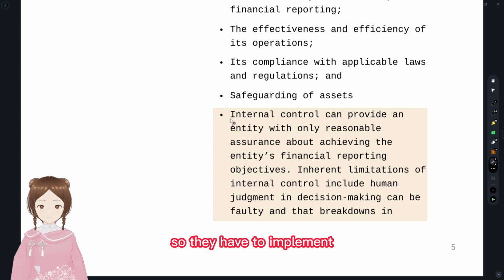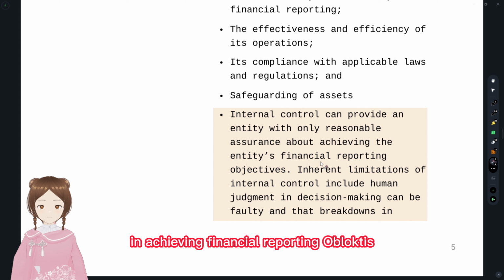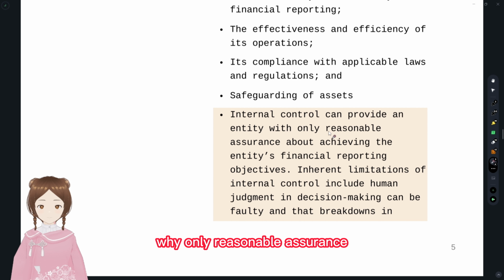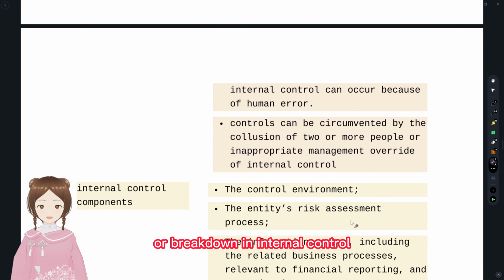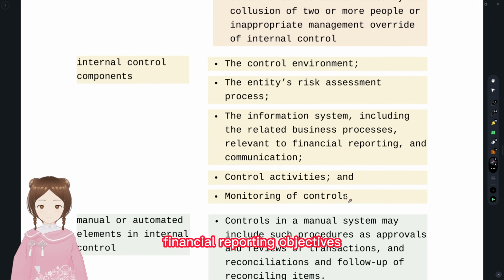So they have to implement internal controls that give reasonable assurance in achieving financial reporting objectives, as financial statements have to be prepared as per the applicable financial reporting framework. And why only reasonable assurance? Because they cannot give full or absolute assurance, because there exist some inherent limitations of internal control, like human judgment and decision making, which could cause a fault or breakdown in internal control, or any kind of human error or human intervention. And that's why they give reasonable assurance here with regards to achieving the entity's financial reporting objectives.